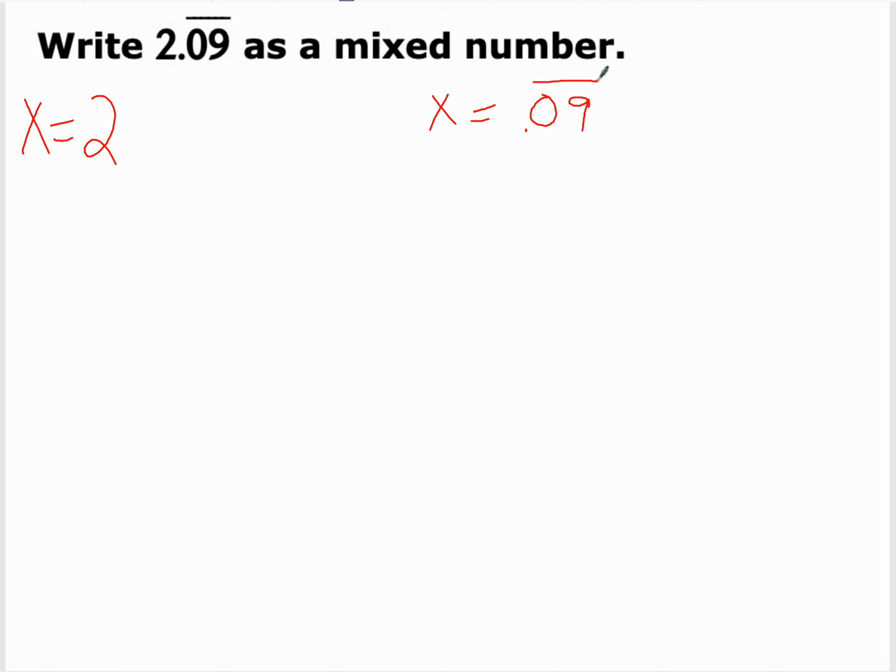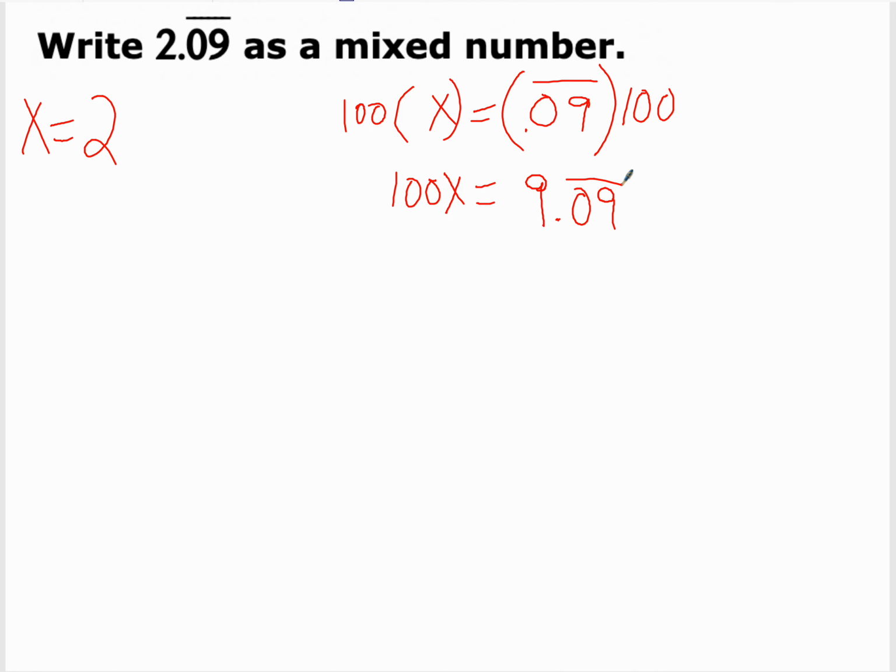So what am I gonna do? You're gonna move it over twice. If 2 digits repeat, I need to move the decimal over 2 times. So what do I have to do to move the decimal over 2 times? Instead of multiplying by 10, 100. I'm gonna multiply by 100. So this would be 100x equals 9.09 repeating. Okay?